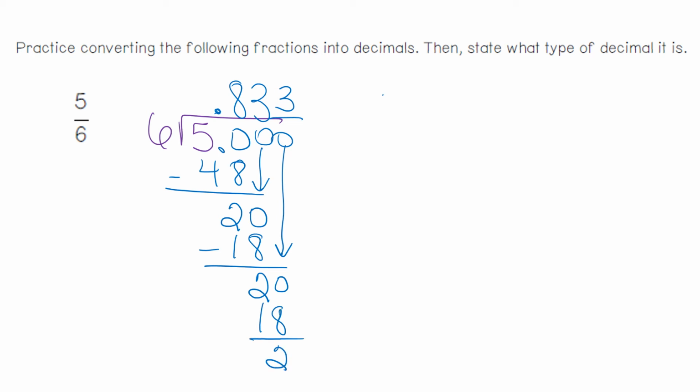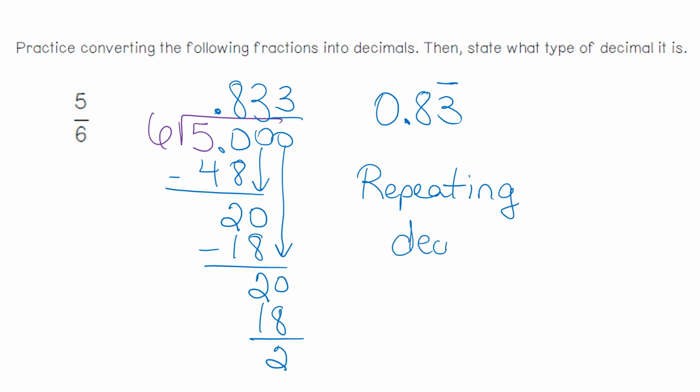So my answer would be 0.83 with a line over the 3, because only the 3 is repeating. So this is a repeating decimal. You do not need to write that 3 down more than one time. You just write the 3 down one time that repeated and put a line over it to show that it is a repeating decimal.